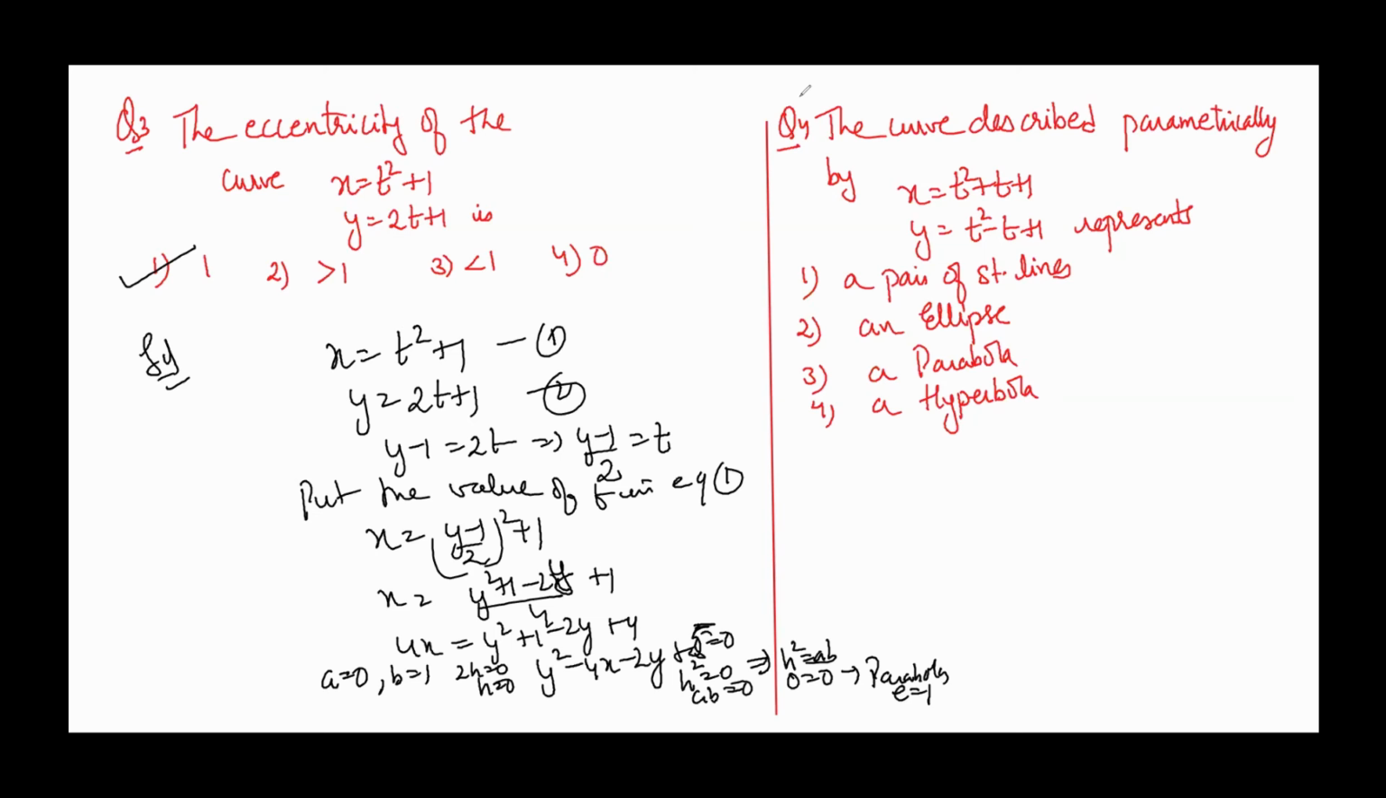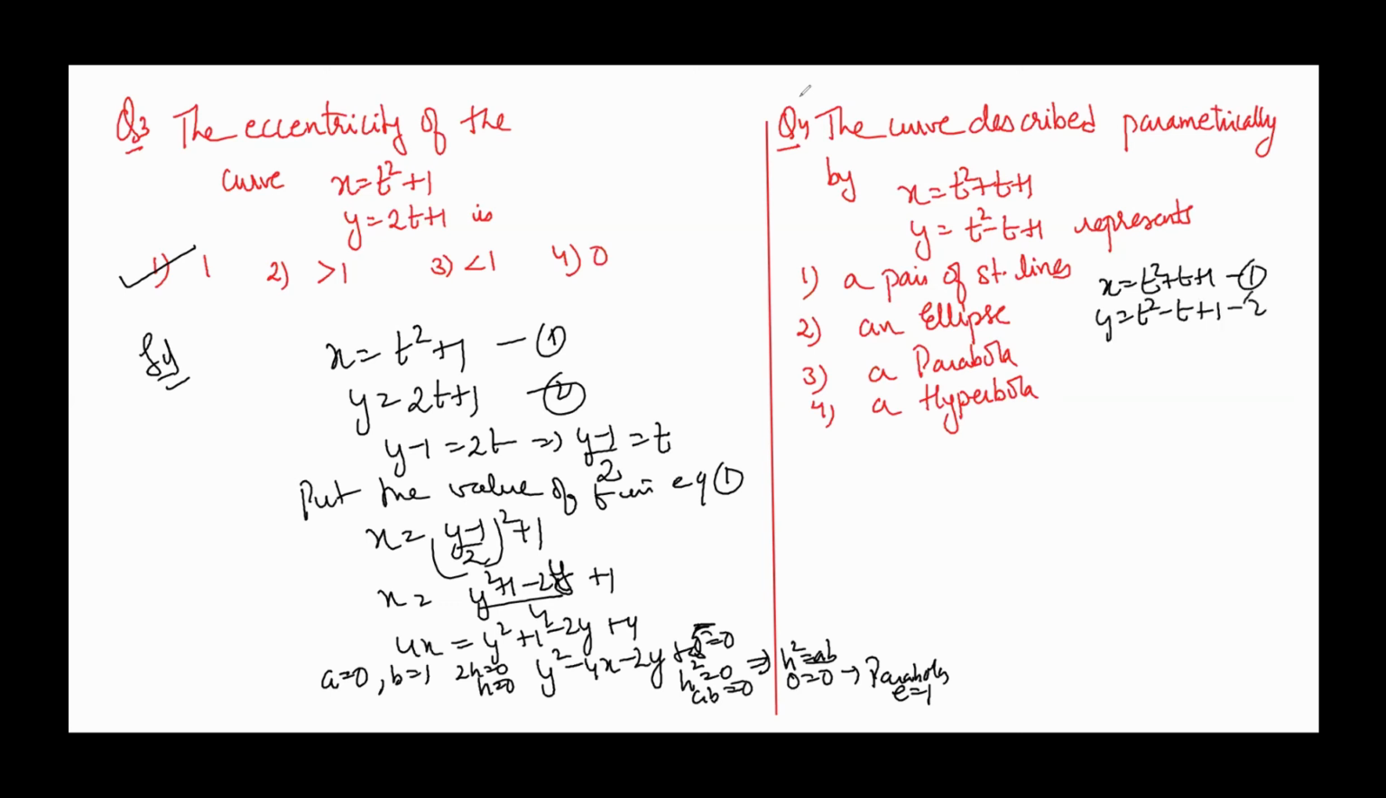Next question is, again you have to identify the curve, and the curve is described in parametric form, that is x is equal to t square plus t plus 1 and y is equal to t square minus t plus 1. So again I have to eliminate t, and as I eliminate t I get an equation in x and y, and that is my curve. And then we check by taking values of h, a and b. Now from these two equations, how do we eliminate t? This is your equation 1, this is your equation 2.